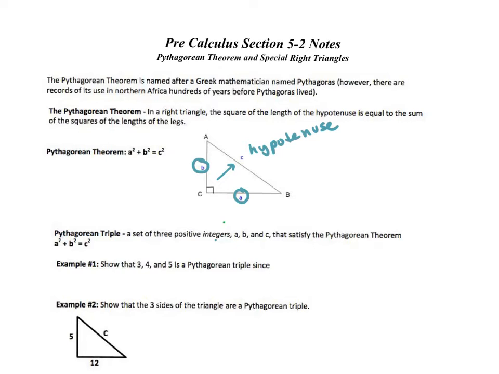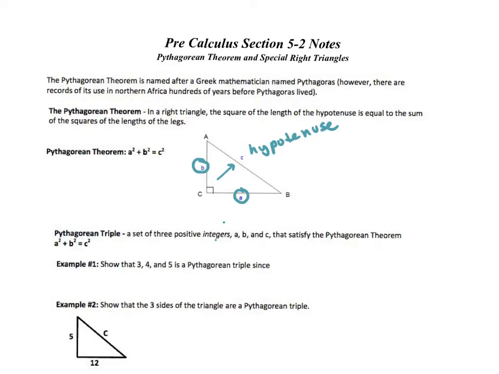And the cool thing about Pythagoras' theorem is that there are certain integer numbers that will work in it, and we call those Pythagorean triples. So any three numbers where the first number squared plus the second number squared equals the biggest number squared is called a Pythagorean triple. Now, obviously, every set of numbers doesn't follow this, but there are quite a few.